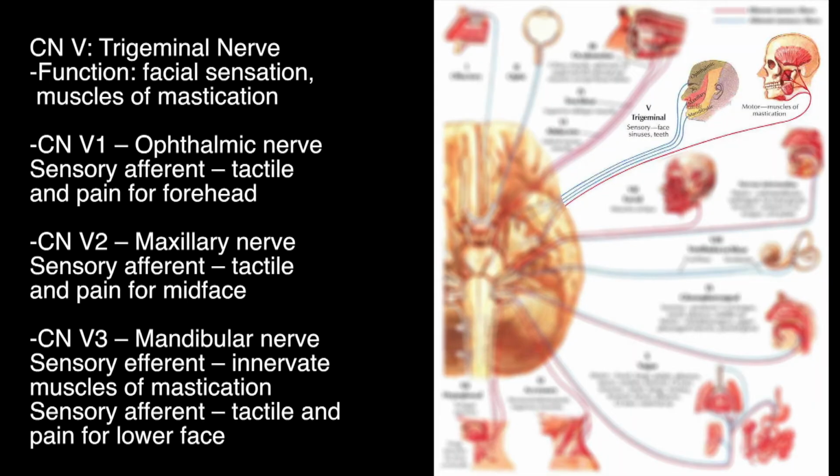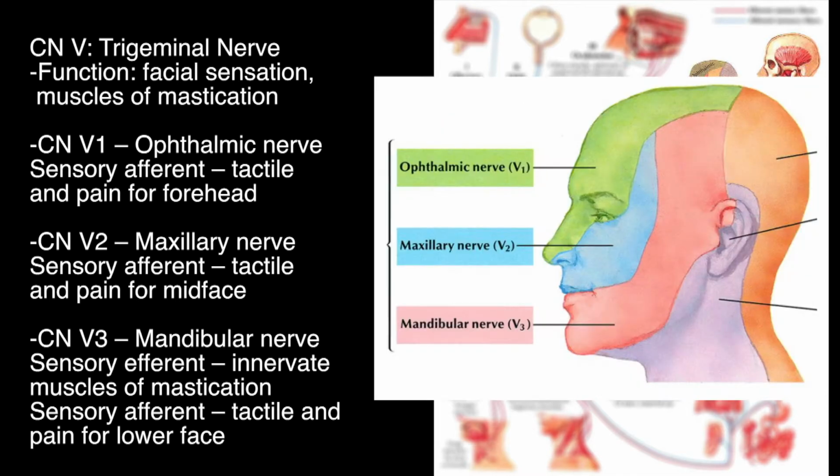The fifth cranial nerve is the trigeminal nerve. This nerve is divided into 3 subsections. Cranial nerve 5-1 is the ophthalmic nerve, and this nerve is sensory afferent, and it is the tactile and pain for the forehead. Cranial nerve 5-2 is the maxillary nerve, and this nerve is sensory afferent, and it includes the tactile and pain for mid-face.